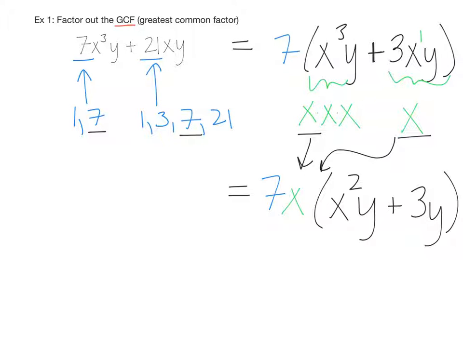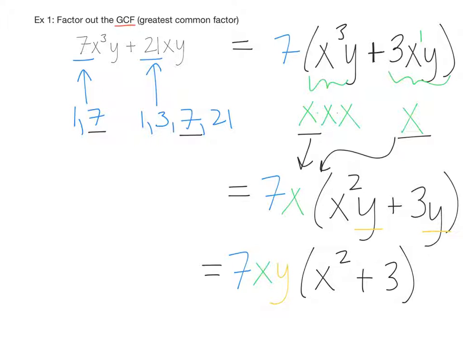Lastly, we want to see what other variables are in common between our two terms. Here, we can see that there's a y to the first, and also another y to the first in our second term as well. This means we can also pull out that y to the front as one of our GCFs, along with our x to the first, and along with our already pulled out 7. So we can rewrite what we have left as x squared plus 3.